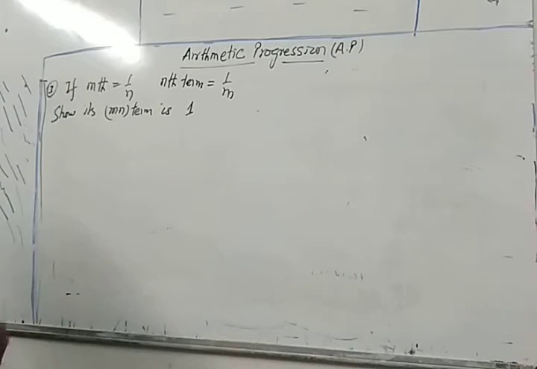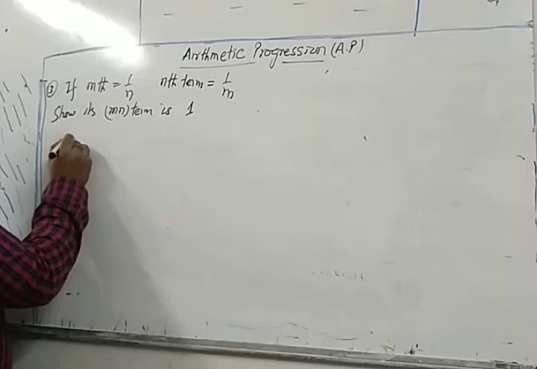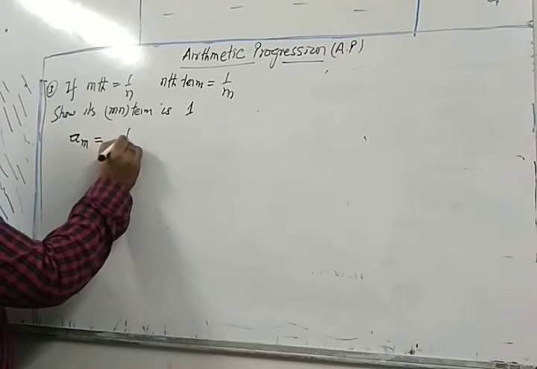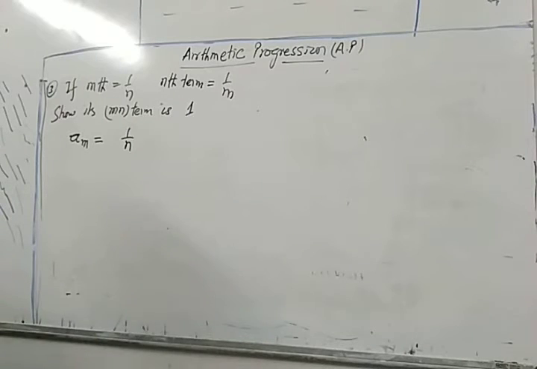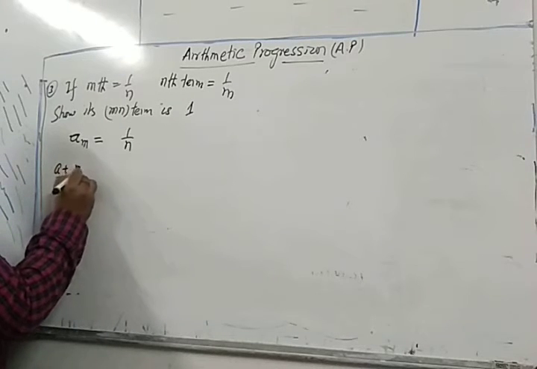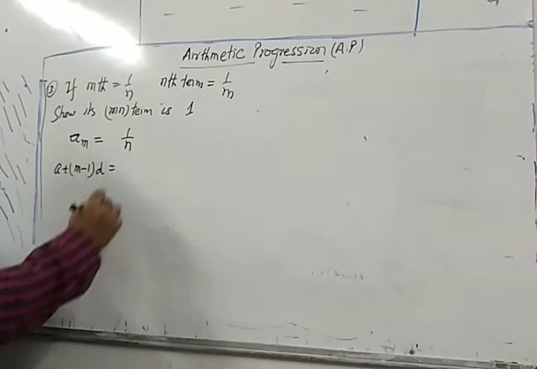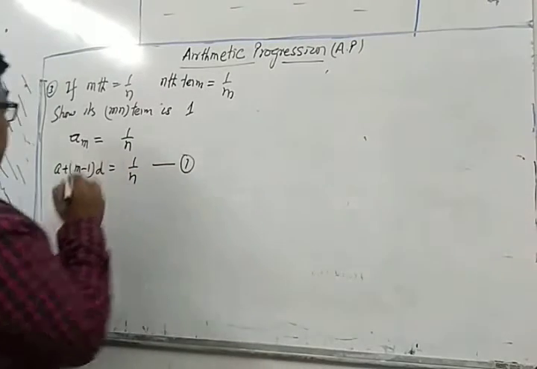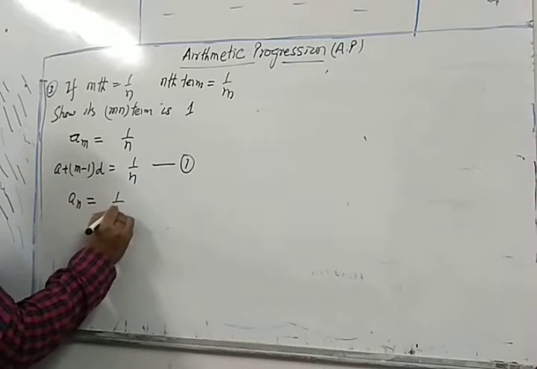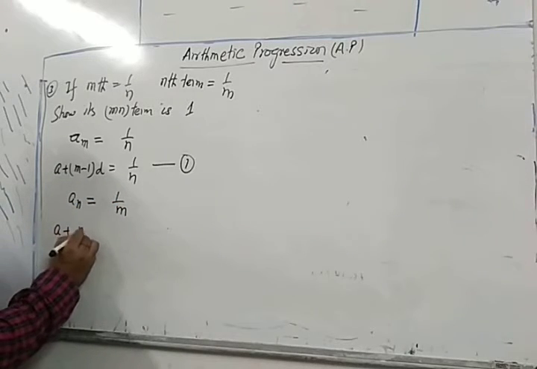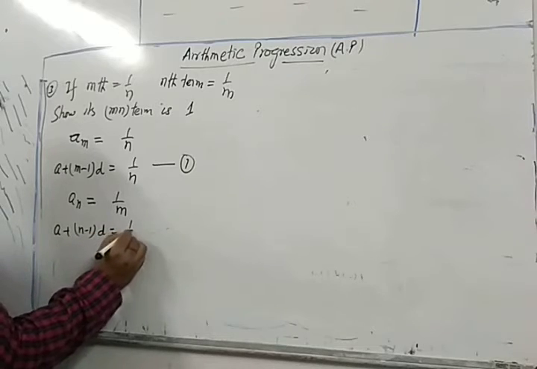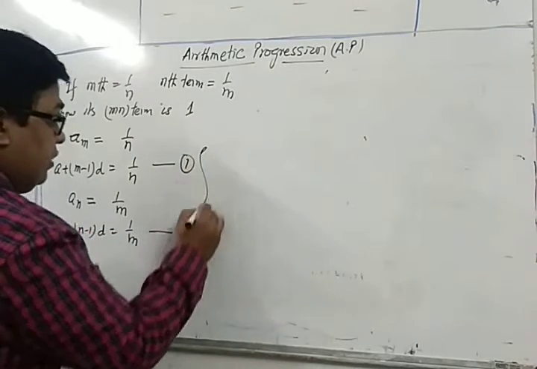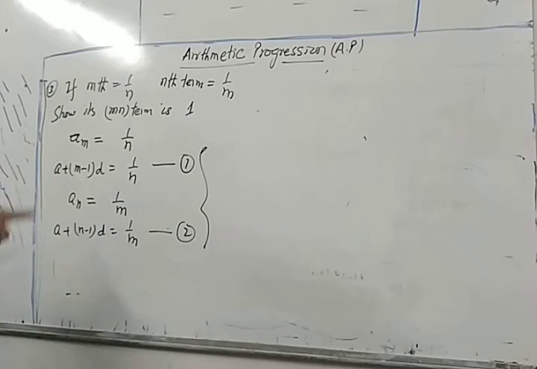Mnth term is 1. So now the first condition given here, am is 1 upon n. Am means a plus m minus 1 into d. Right? This is the mth term. Now it is the first equation. Similarly, an is given 1 upon m. So it is a plus n minus 1 into d is equal to 1 upon m. So you can see here we have two equations. We will solve these equations and get the value of a and d.